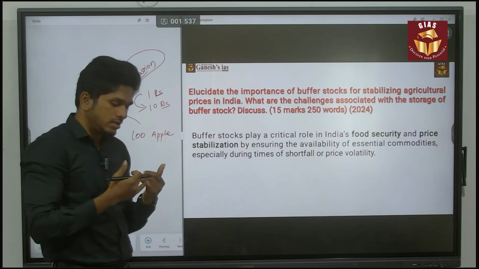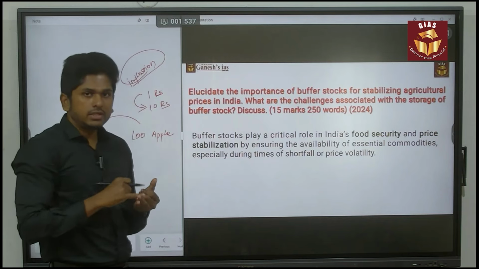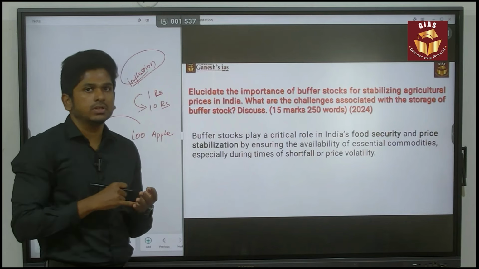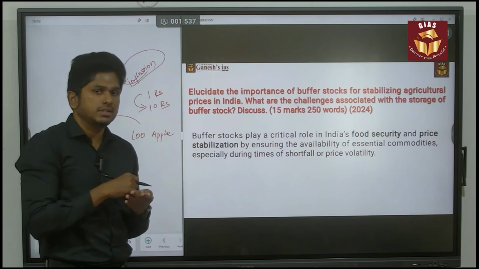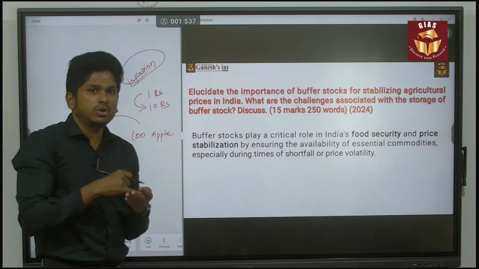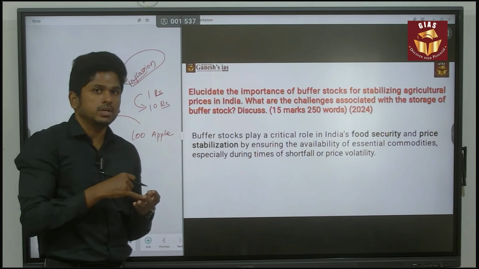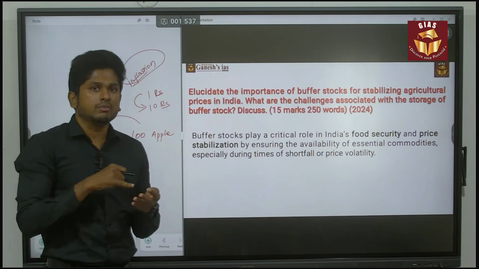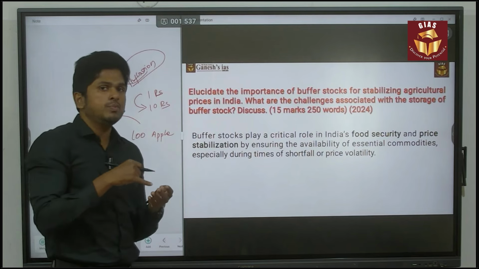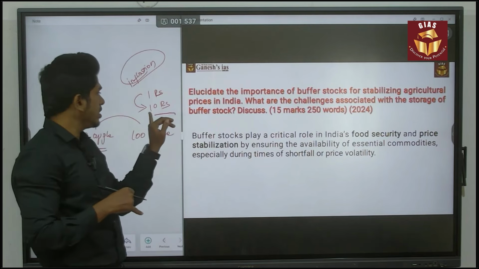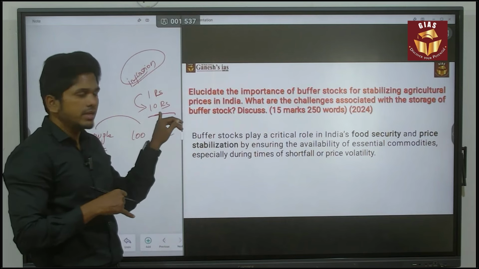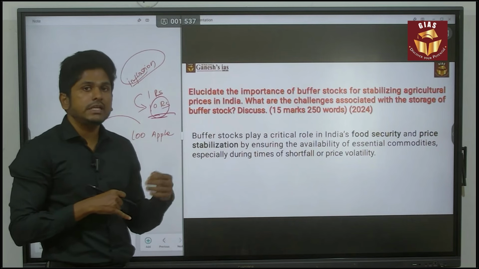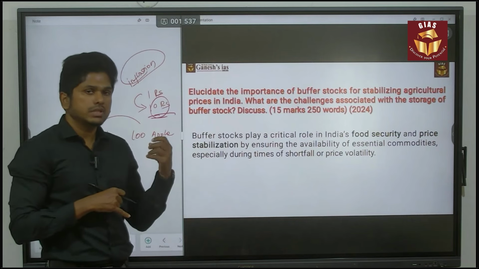Consider wheat, onion, tomato, potato; these are the essential ones, the staple food. If there is inflation on these products, that is going to affect the people, mainly those below the poverty line, because they can't even afford to buy the products at inflated prices. So that is the major issue. It will create inequality in society.